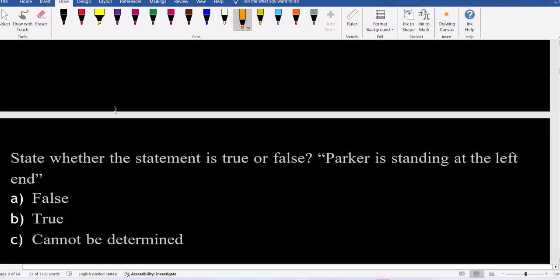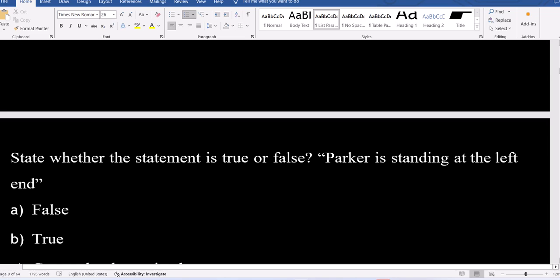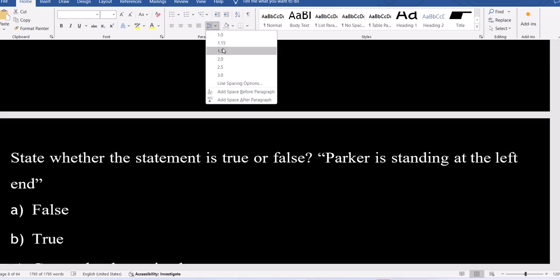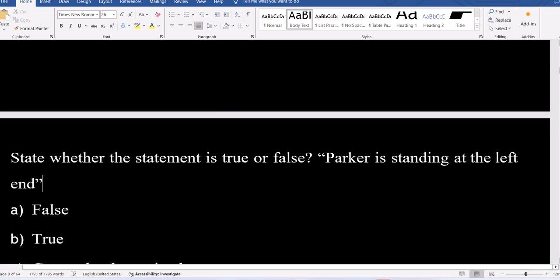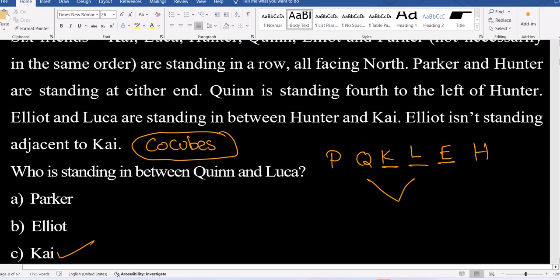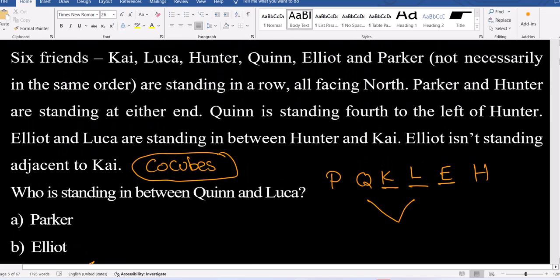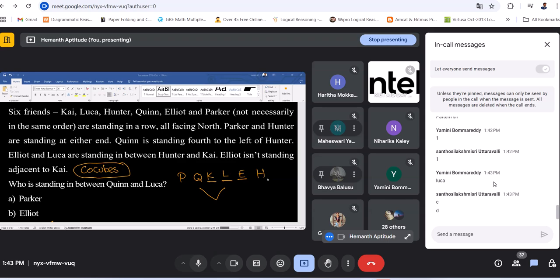Parker is standing at the left end. Yeah, it's true, it seems. Parker is standing at the left end. It's true. You can observe, yes, Parker is at the left end. So this is how, for the same data, they gave around 4 questions, and this is how you can work on it.